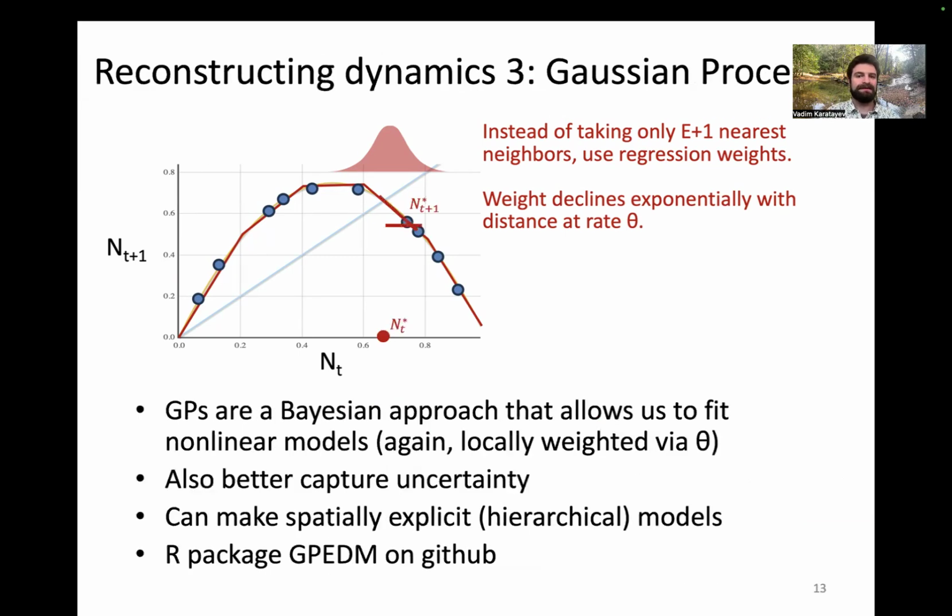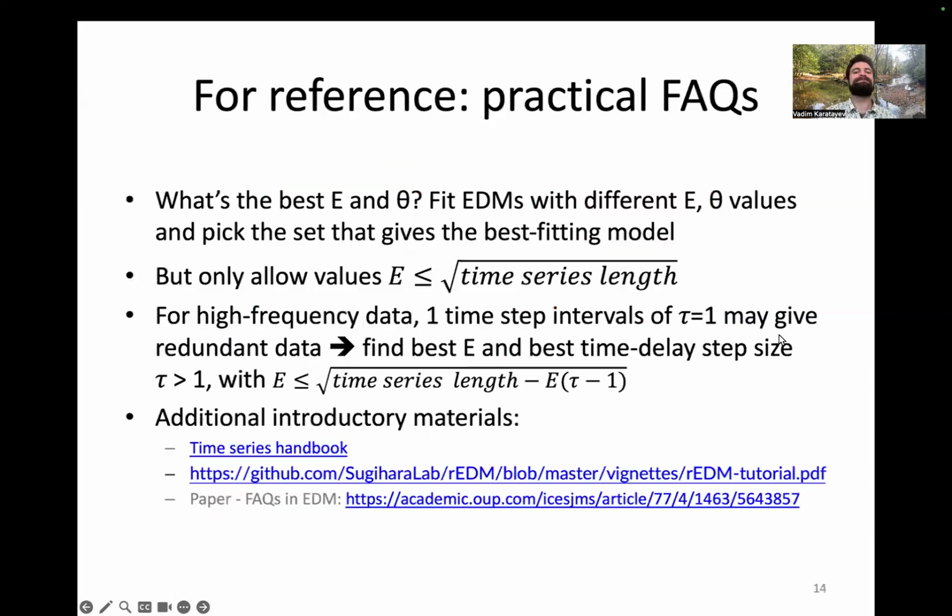As a side note, there's also one more level of intricacy that we can use for predictions here, which is Gaussian processes. We still have this idea of theta and locally weighting points nearby to where you're making the prediction more, but things also don't necessarily have to be linear. Gaussian processes let us fit nonlinear functions. They also better capture uncertainty, and with this approach we can very easily make spatially explicit and hierarchical models. You can find those in the R package GPDM.